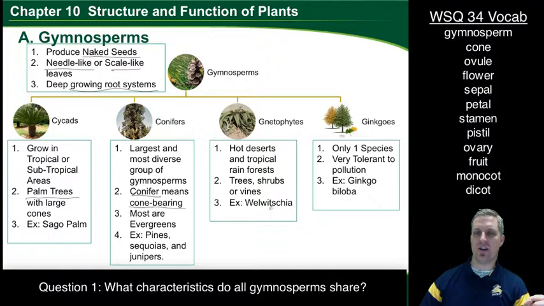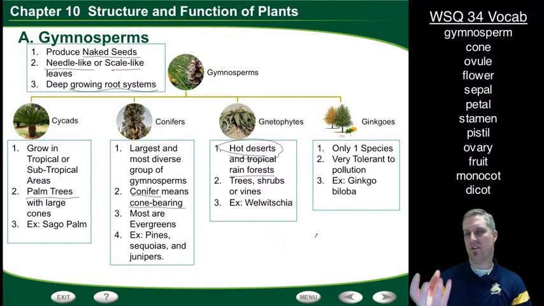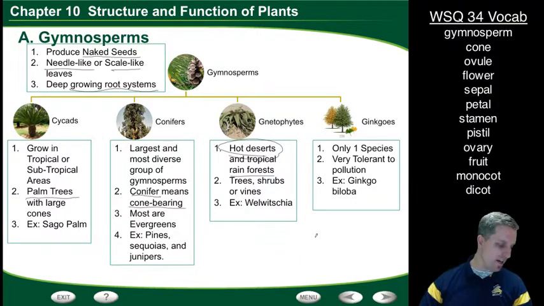The third group are gnetophytes. Gnetophytes are kind of interesting. These are found in hot deserts and tropical rainforest areas. They can come as a tree, a shrub, or a vine. What we see up above right here is a welwitschia. It's hard to see from this image, but these things can actually be 10, 15 feet wide. Massive. They look like a plant that looks dead, and it just grows flat, and these massive leaves sprawl out, and they have these cones that grow up in the center of them. Really interesting, the gnetophyte group.